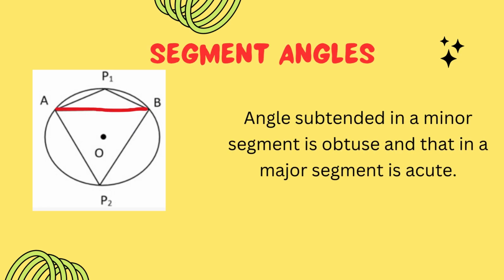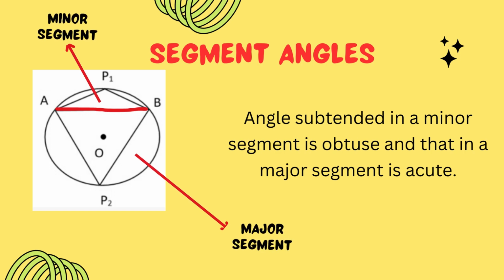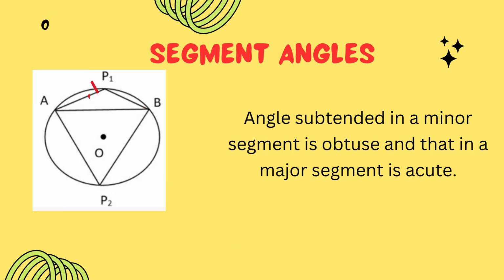So here AB is a chord which divides the circle into 2 unequal segments. So this one is minor segment and this one is a major segment. So the subtended angle in the minor section will be greater than 90. It means it is going to be an obtuse angle, and the subtended angle in the major section is going to be less than 90 degree, which means it is going to be an acute angle. So here AP1B will be less than AP2B.